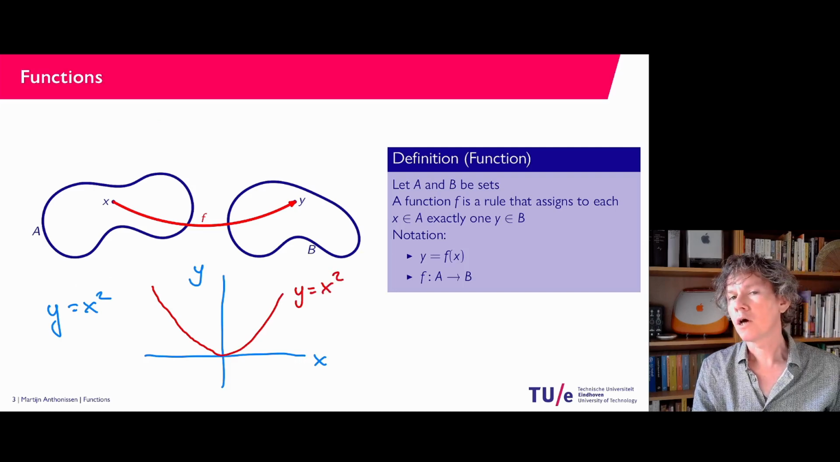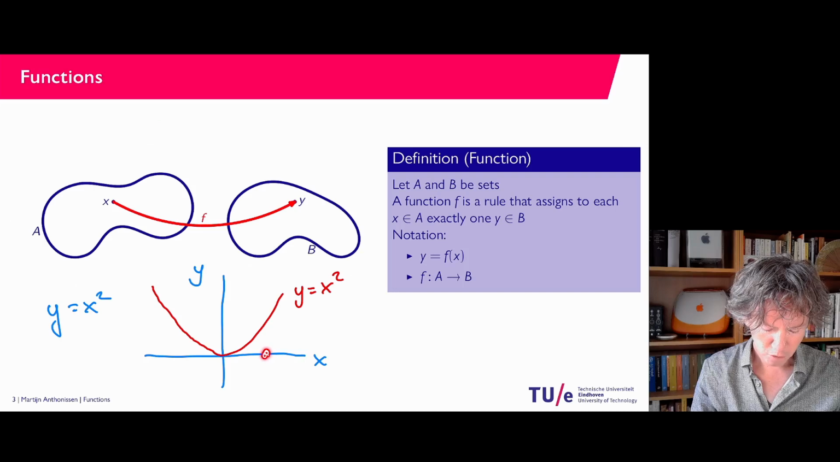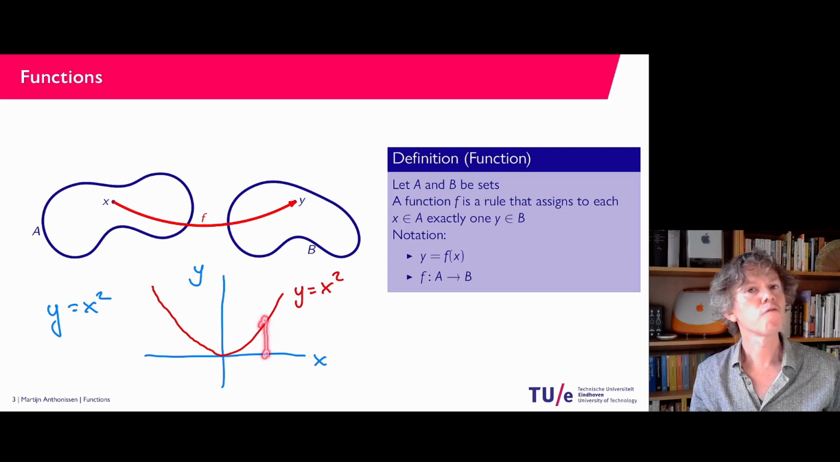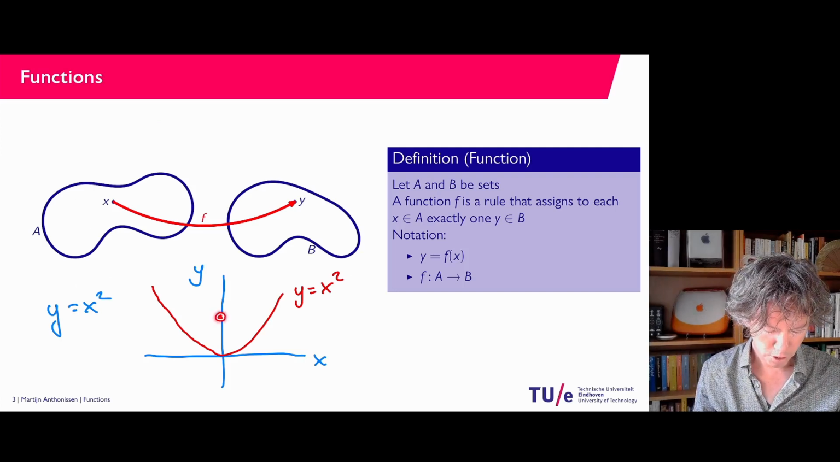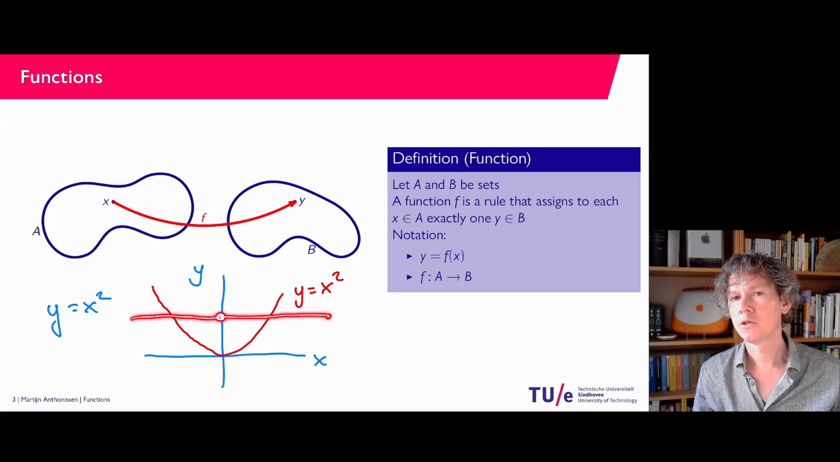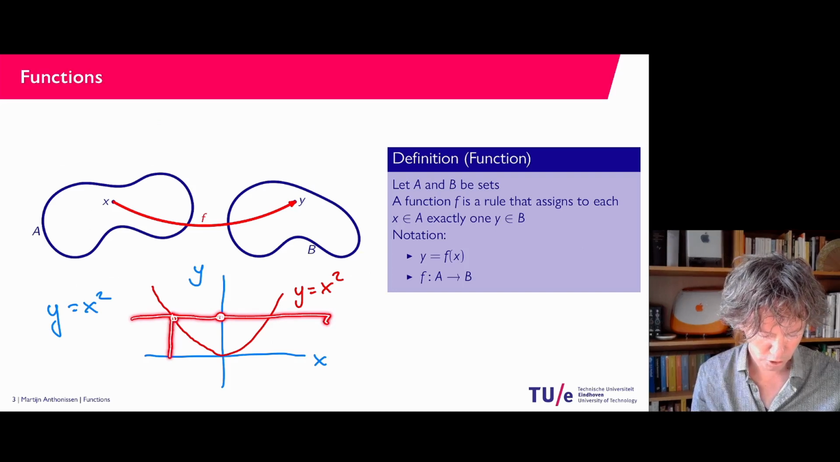What you see now is that if I pick some x value, there is for this x precisely one y value. So for every x, there is only one y. However, if I pick a y value, say this value here, and draw a horizontal line, you see that there are two x values being mapped to that y value. Here is a crossing and here we find an x value, and here is a crossing and here is another x value.